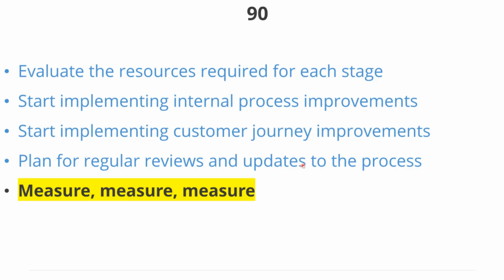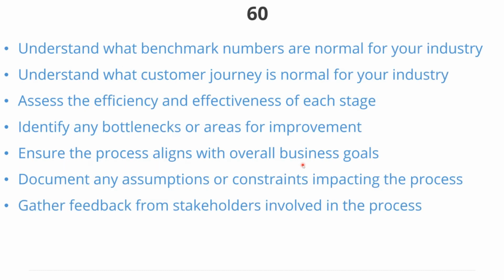So I want to check if we're on 60 days, because we started talking bottlenecks, there are three more items at the end that I want to discuss and I skipped. Let's start with this one: process aligns with overall business goals.